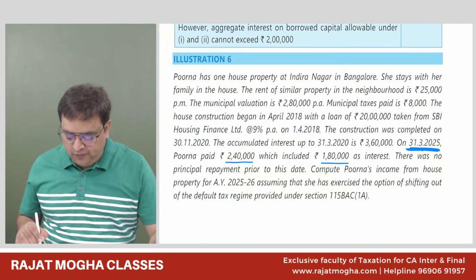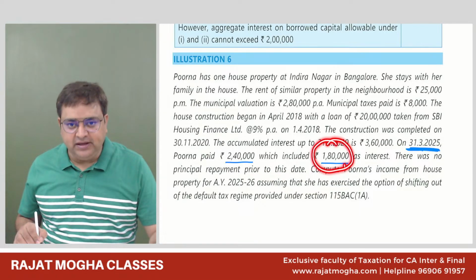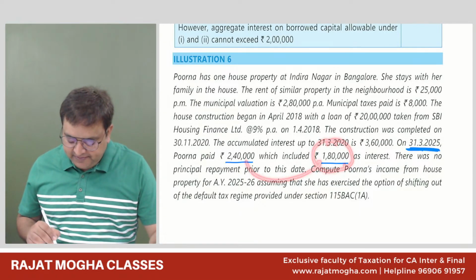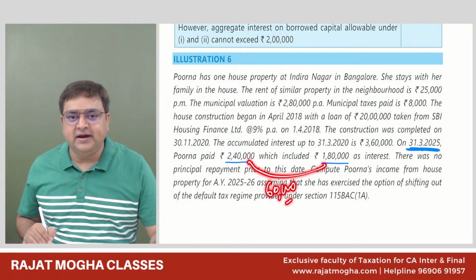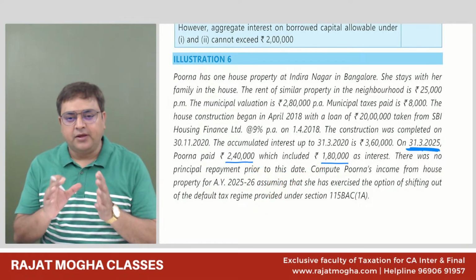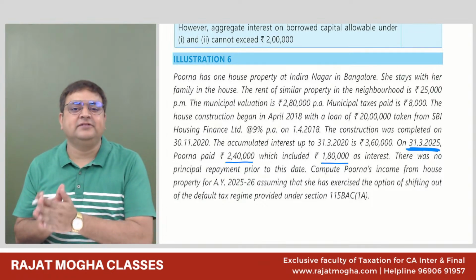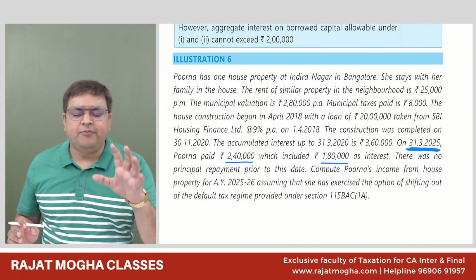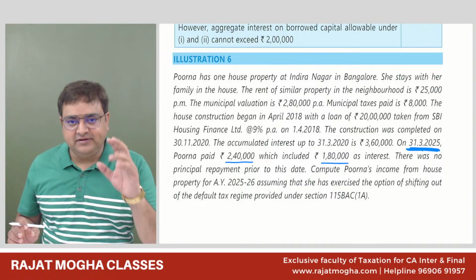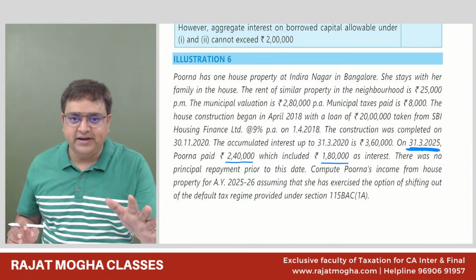So only interest we have to take in house property. Whatever the principal is paid, I believe 60,000 is the principal repayment of the loan. Are you all understanding it? 240 we have paid, 180 out of that is interest. So 60,000 is principal. We don't allow principal payment in house property. Please remember, principal payment is not allowed in house property.